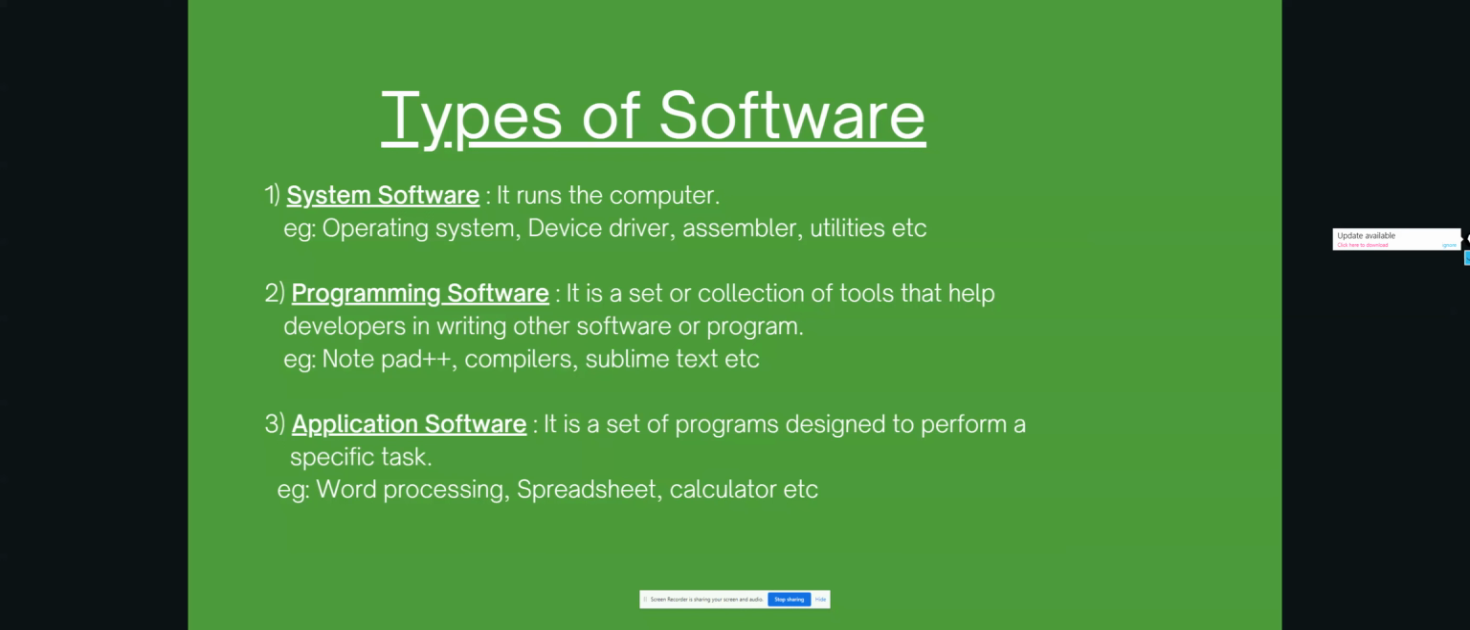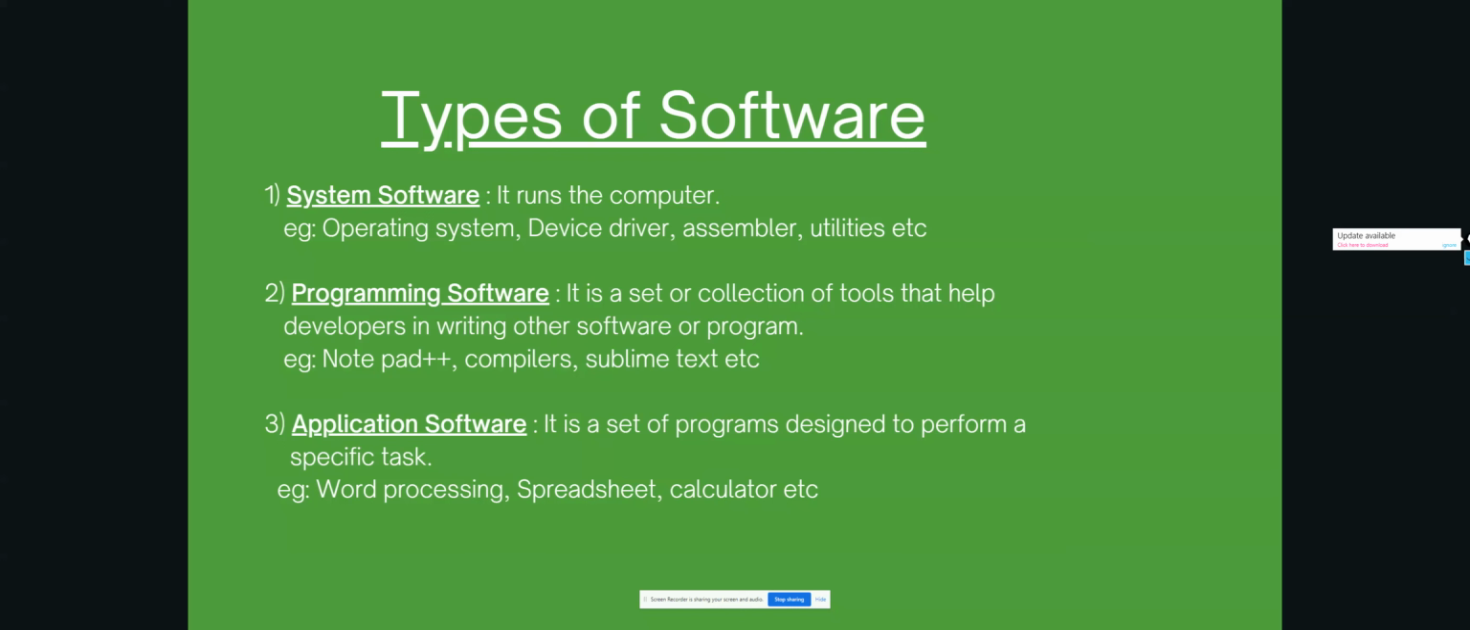Do the customers, do the users know what is Java, how the Java language will be, how the Python language will be? No. So these codes will be known to the developers. So it is mainly developed by the developers. There are some examples like Notepad, compiler, Sublime Text, etc.